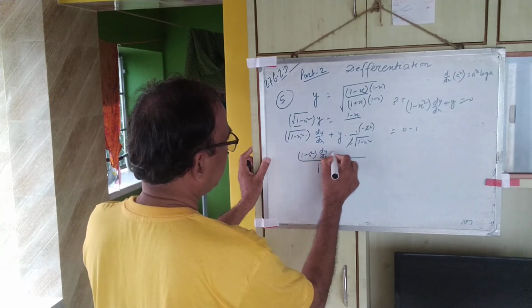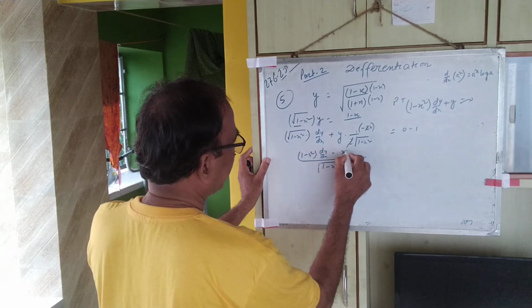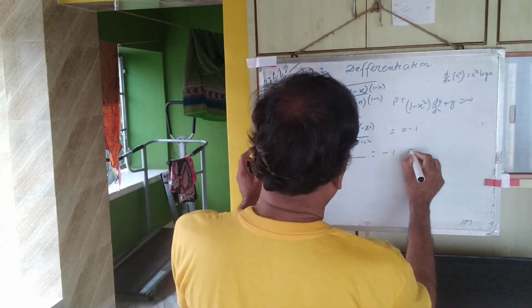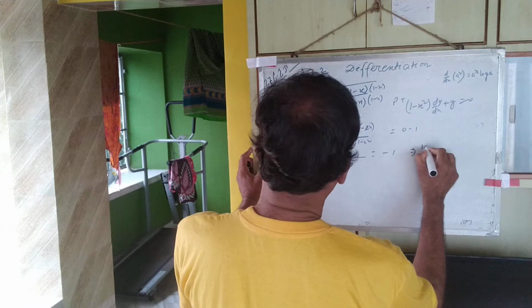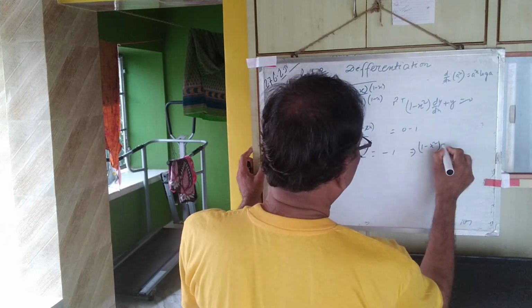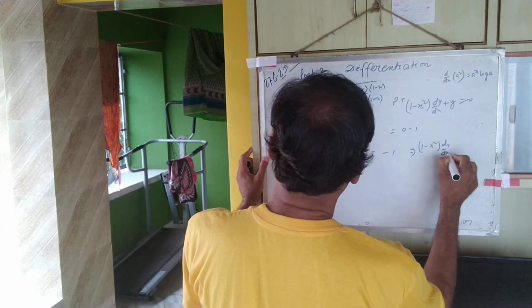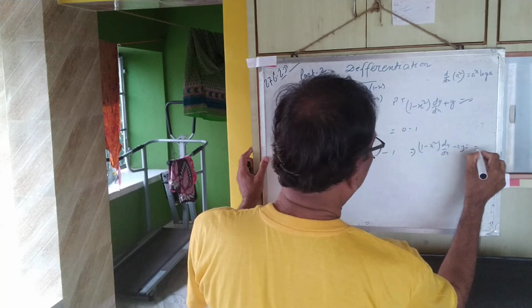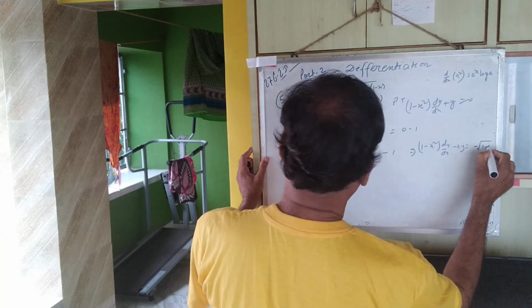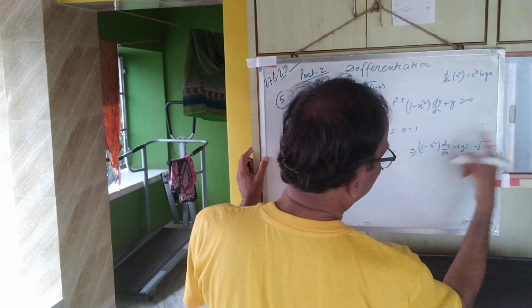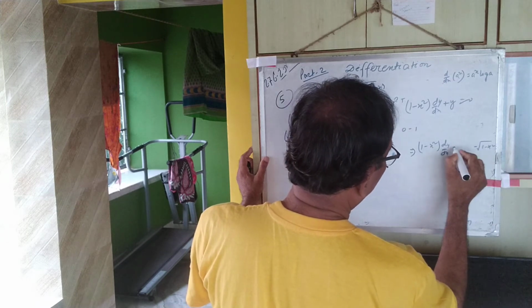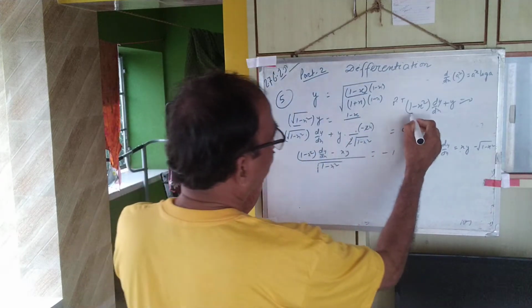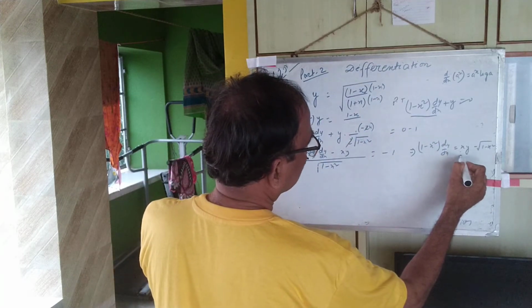dy by dx minus xy equals to minus 1, implies (1 minus x square) dy by dx minus xy equals to minus root over of (1 minus x square). Then xy coming to the right hand side, this will be xy minus this. We have to prove the value of this, we got this.